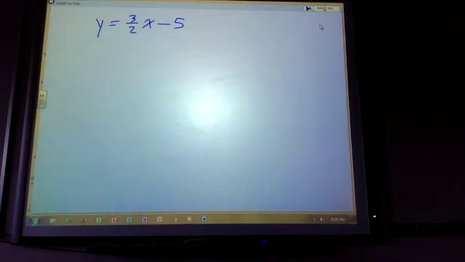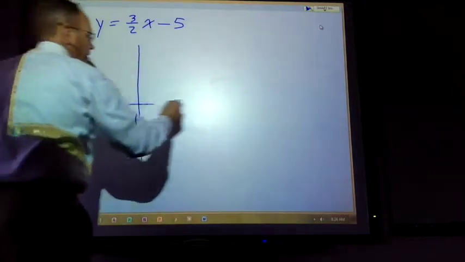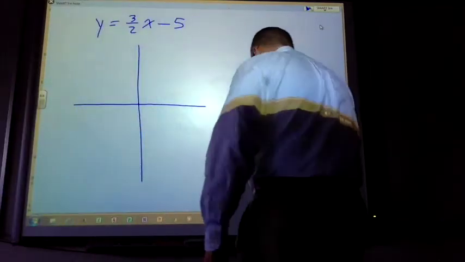Okay. Slope intercept. Slope intercept. It is slope intercept form indeed. Tristan, where is this going to cross the y-axis?